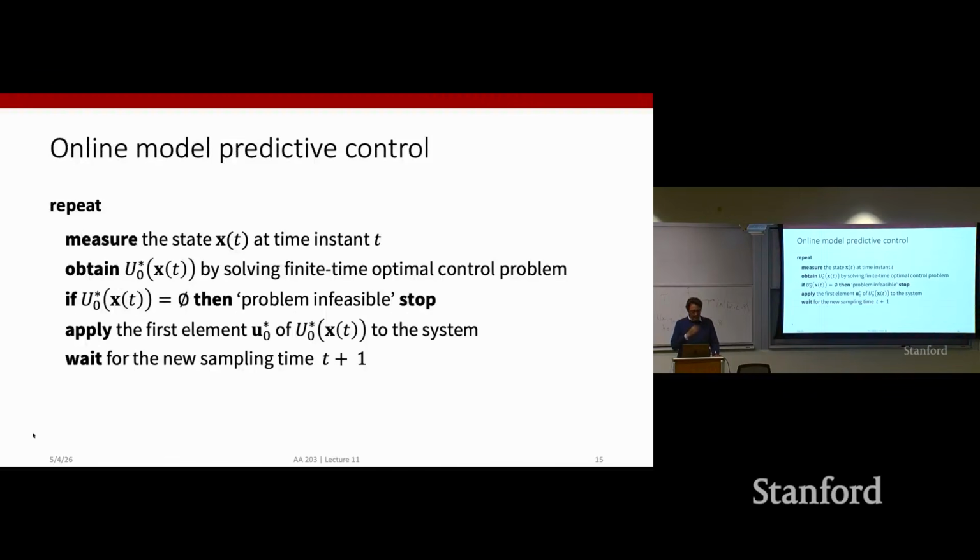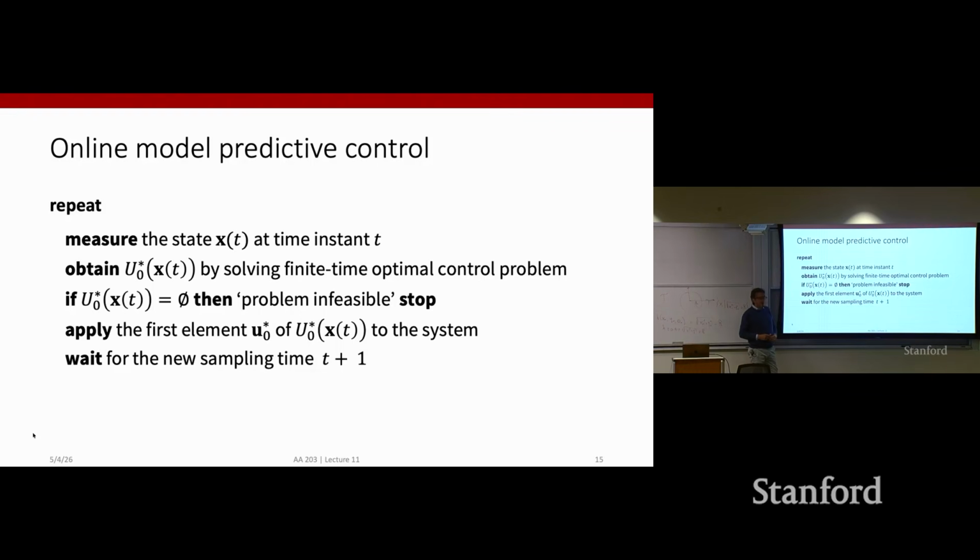So to wrap it up, in online model predictive control, we measure the state x of t. We solve a finite time optimal control problem. If, God forbid, the problem is infeasible, you're stuck, you call for help. Otherwise, you apply the first element u0 to the system, you transition to the new time t plus 1, you measure x t plus 1, and you repeat.